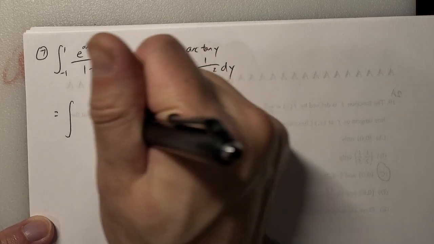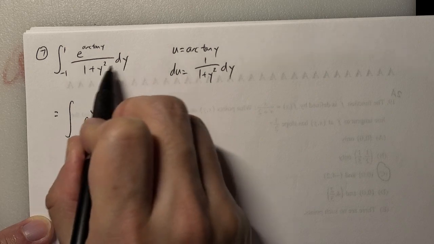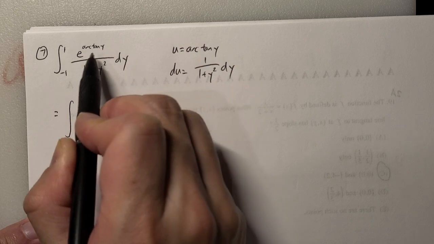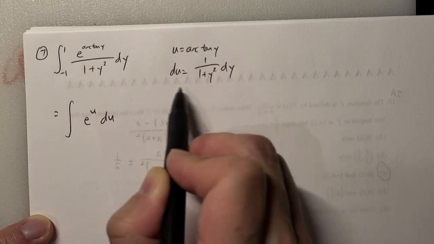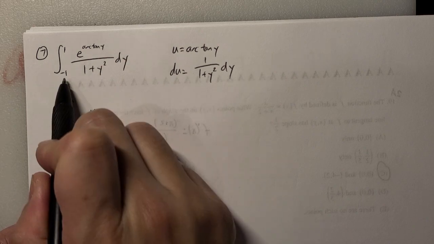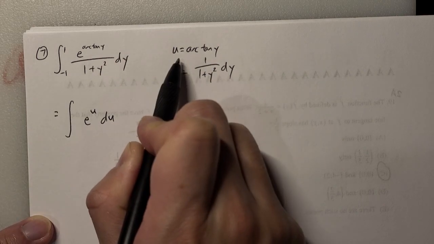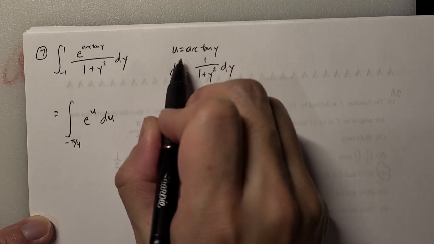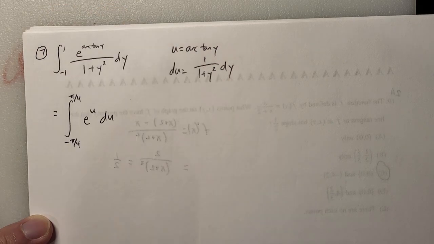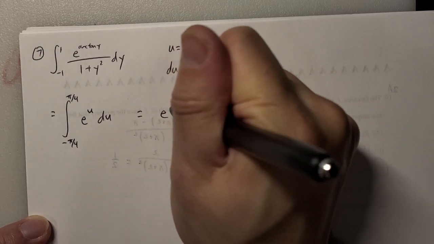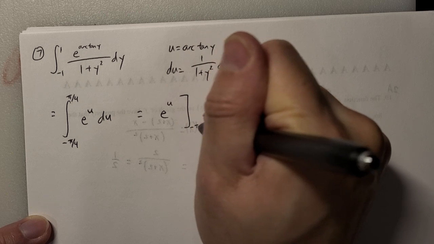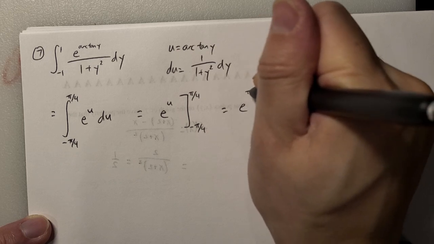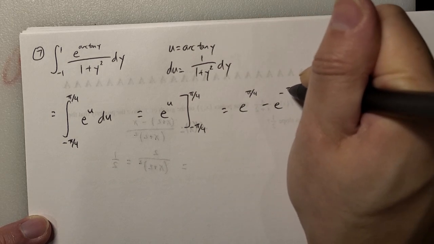So it's e to the u, and then this is just du. Hopefully you can see that, because here, e to the u, the remainder is exactly du. Limits of integration: when y is -1, we plug in there, u is arctangent of -1, which is negative pi over 4. When y is 1, u is arctangent of 1, which is pi over 4. So this is just e to the u, evaluated from negative pi over 4 to pi over 4. That is just e to the pi over 4 minus e to the negative pi over 4.